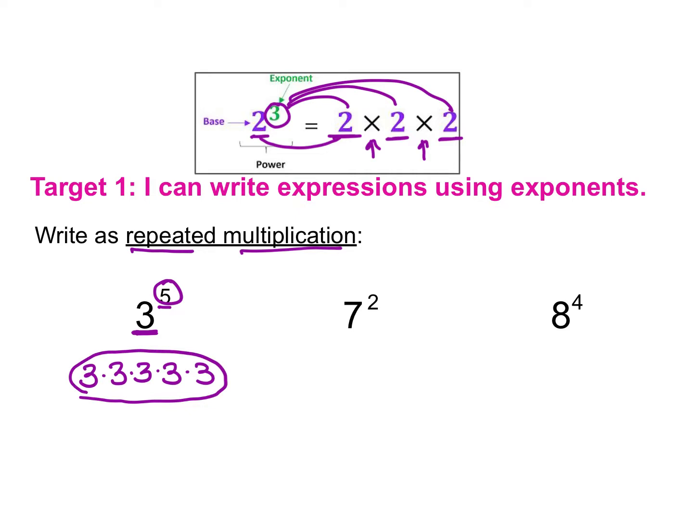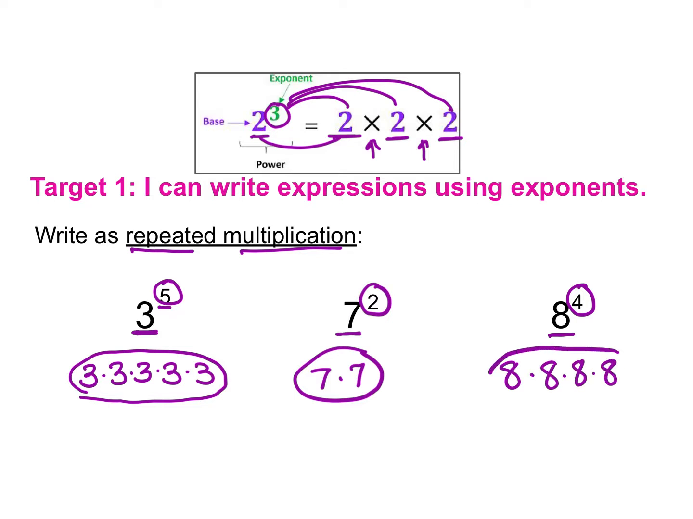Okay, the next one says 7 to the 2nd power, or also known as 7 squared. So that means I'm seeing the number 7 and I'm seeing it 2 times. So 7 times 7. Done. And the last one, I see the number 8 and I'm going to write it 4 times. So 8 times 8 times 8 times 8. And that is finished.